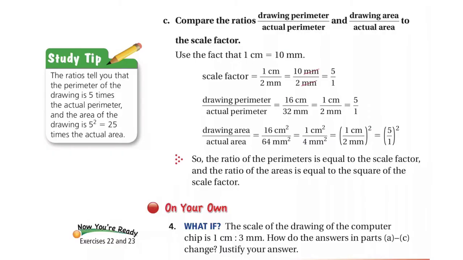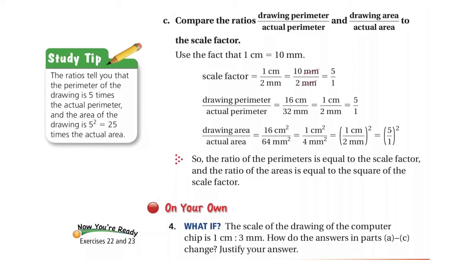Well, here in part C it says compare the ratios drawing perimeter over actual perimeter to the scale factor and drawing area over actual area to the scale factor. Remember, it says use the fact that 1 centimeter equals 10 millimeters. Well, the scale factor, 1 centimeter to 2 millimeters, would be 10 millimeters to 2 millimeters. You take off the millimeters because we're doing scale factor. We don't need them since they're the same units, and we get a 5 to 1. So for these pictures, the scale factor is 5 to 1.